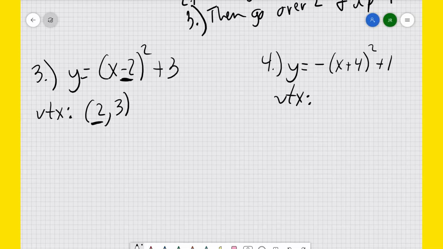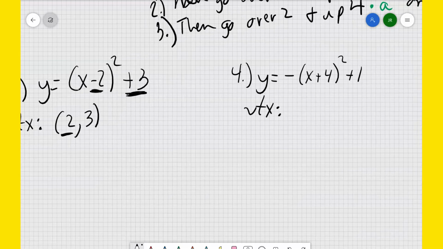If that was an X plus 2, then the vertex would be -2 right there. The Y coordinate of the vertex is always whatever this number is. So since that's a +3, this is a +3 also. Did you catch that? Again, the x-coordinate is the opposite of the number in the parentheses with the x. The y-coordinate is not the opposite. It just is whatever that number is outside of the parentheses.